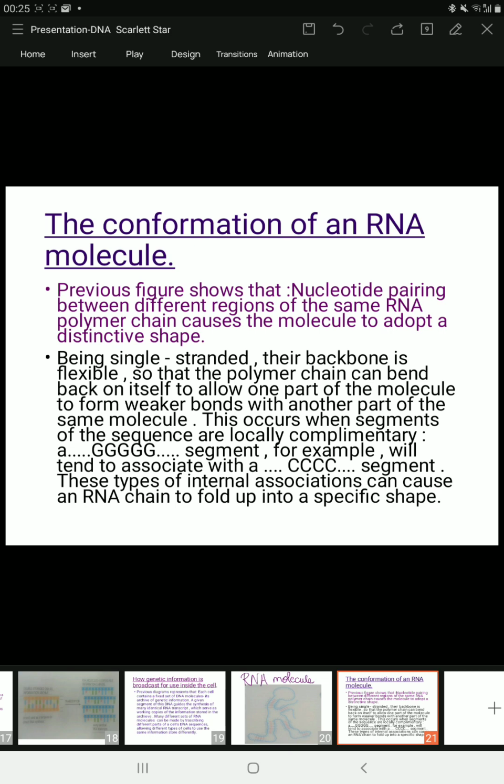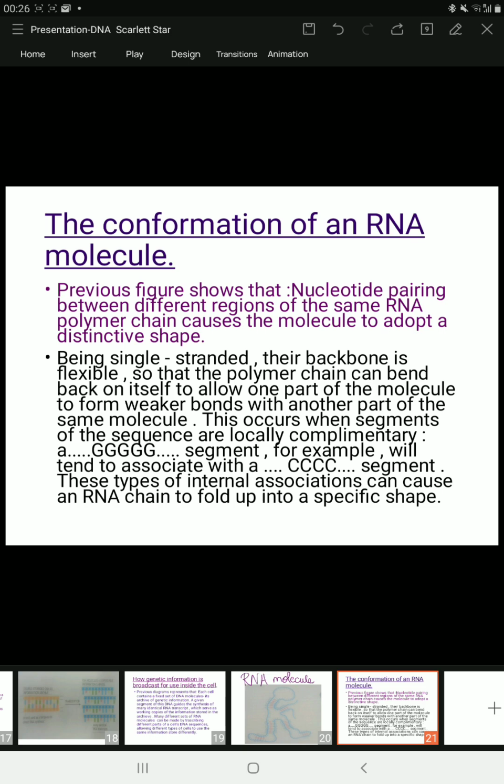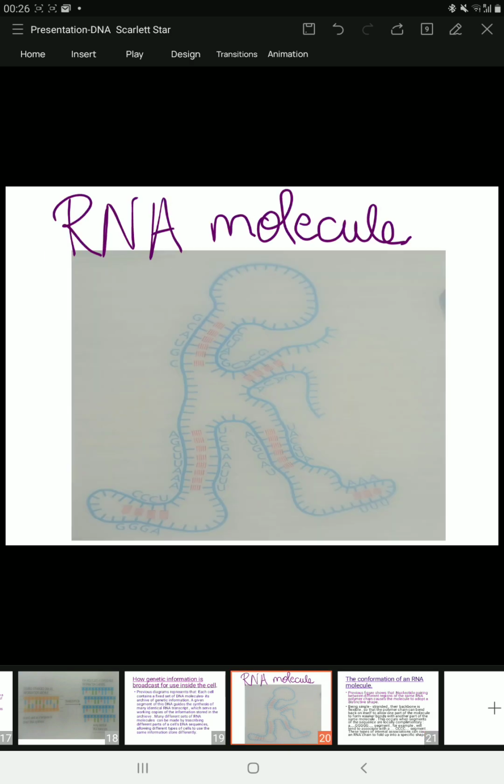Why did it bend itself? Because this occurs when segments of the sequence are locally complementary. A G segment, for example, will tend to associate with a C segment. These types of internal association can cause an RNA chain to fold up into a specific shape. Means it happened due to this GC, CG pattern. These are here the weaker bonds. These are the weaker bonds. So they are going to bend by themselves.